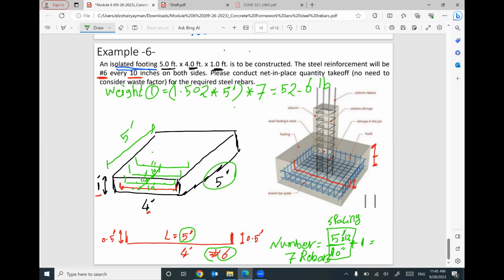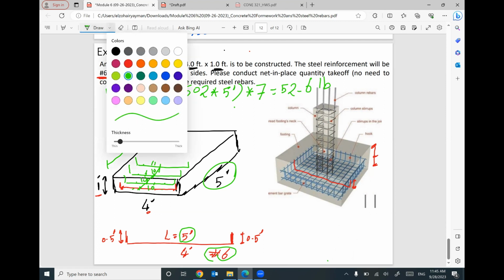52.6 pound. One more time. But in the other direction, we will construct steel rebar this way.